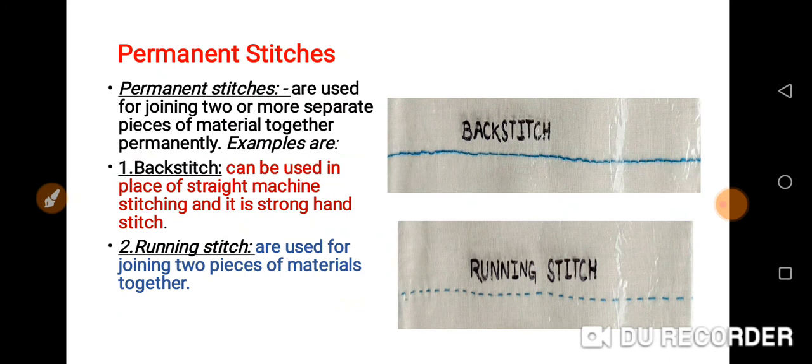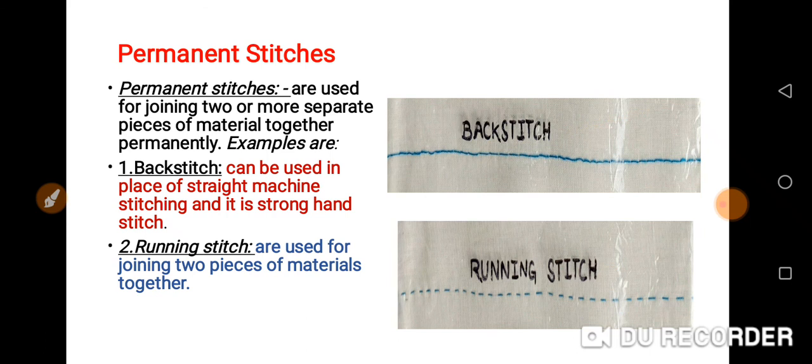Now, the third one is permanent stitches. These permanent stitches are used for joining two or more separate pieces of materials together permanently. These are done permanently on clothes. Examples, we have back stitch. This is an example of back stitch. We have running stitch, as you can see on the screen.